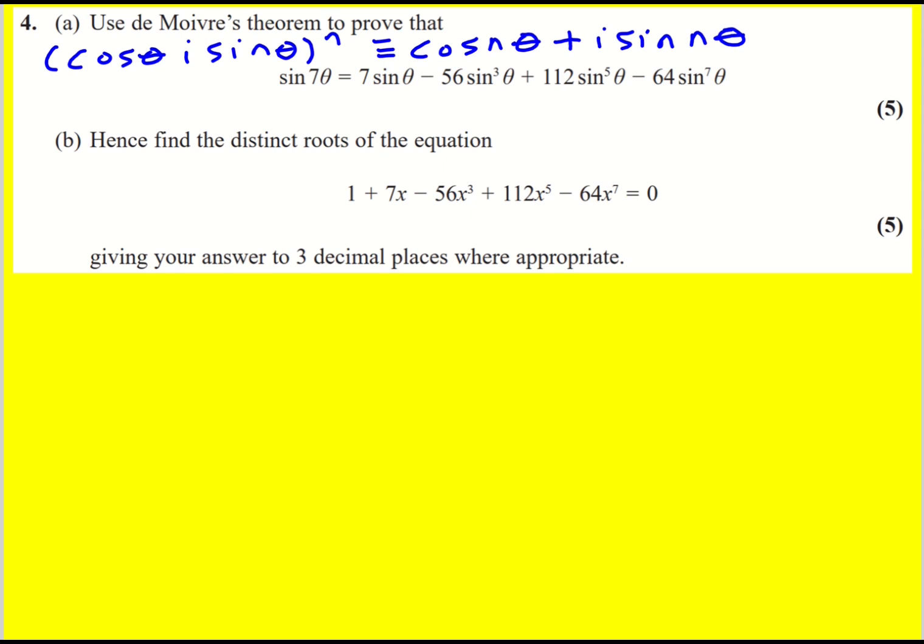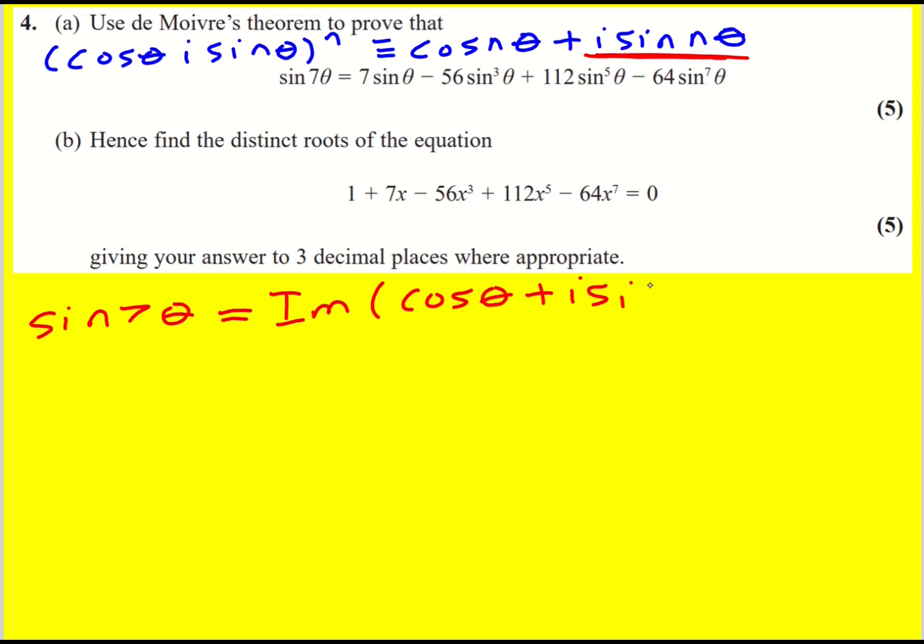So we want sine 7 theta here. And therefore, what I'm going to do is take the right-hand side and let n equal 7. Then that is going to equal the imaginary part of the left-hand side, because if you look at the right-hand side, we've got a real part and an imaginary part. It must be that sine n theta is equal to the imaginary part of cos theta plus i sine theta to the 7. And here it goes.